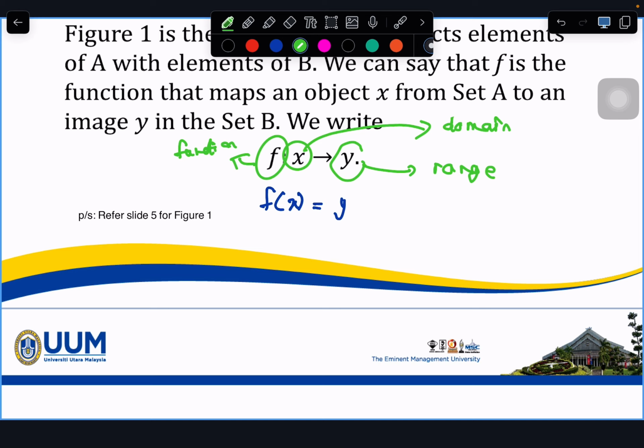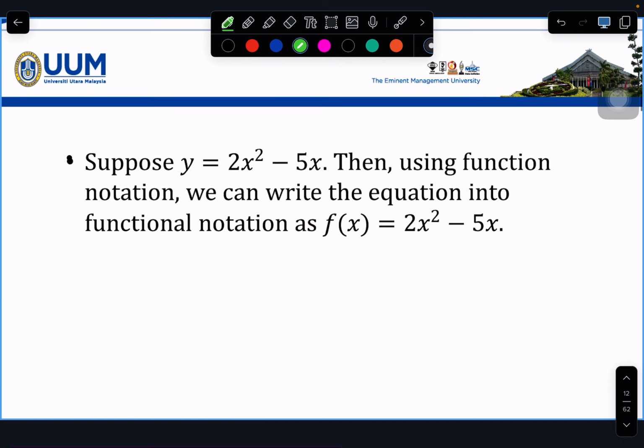f(x), if you find f(x), f only is function, x only is domain, y only is range. But f(x) together, they are range. Okay, and you see from the notations here, we can identify functions, domain, and range type. Question? Okay, Mel? Alright.